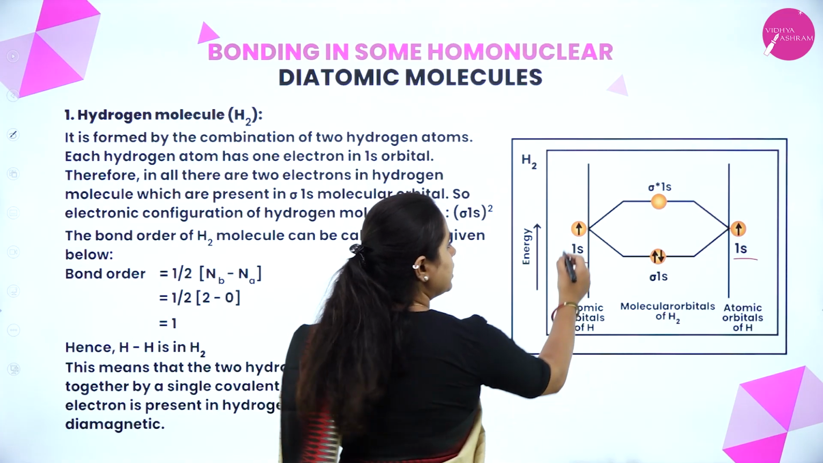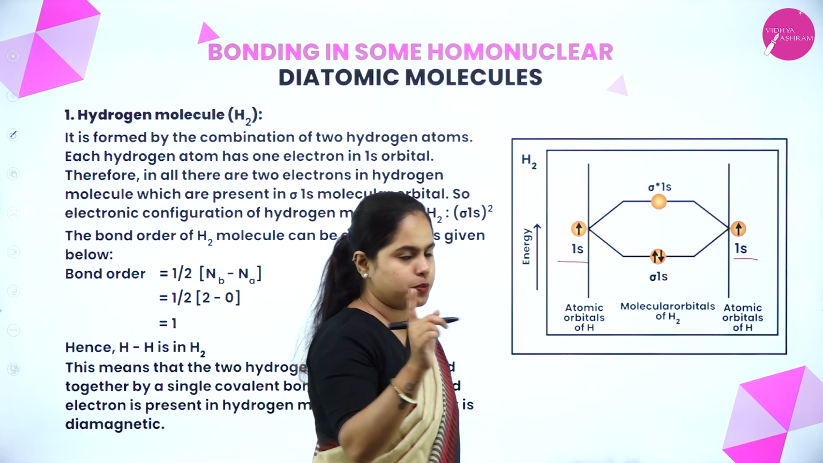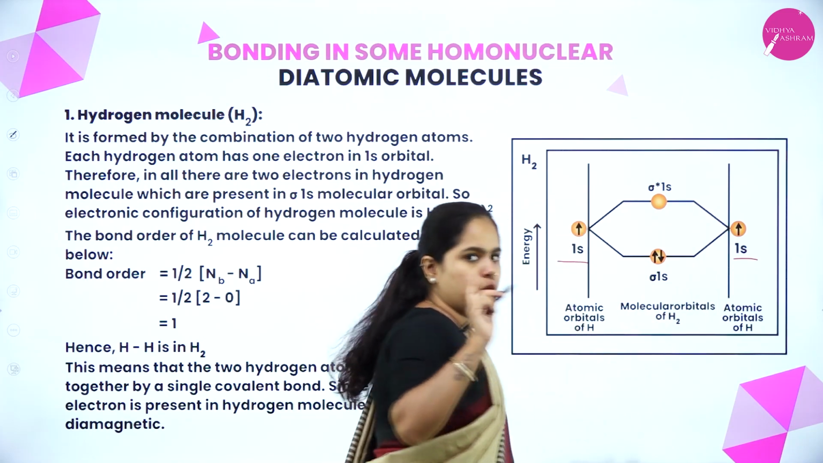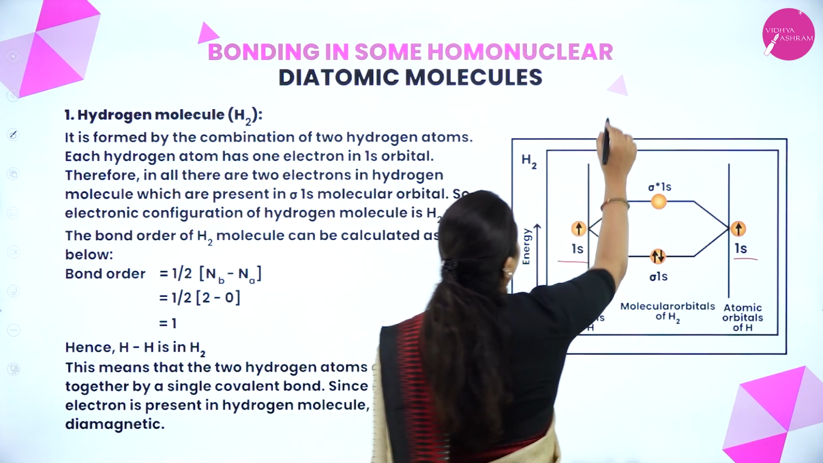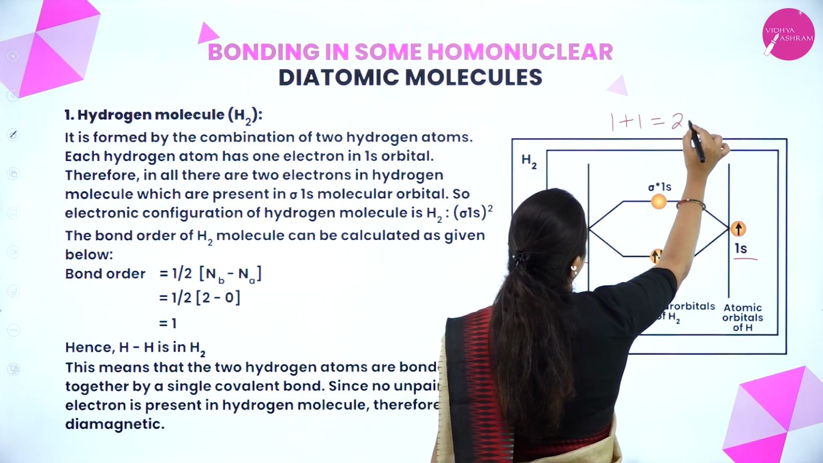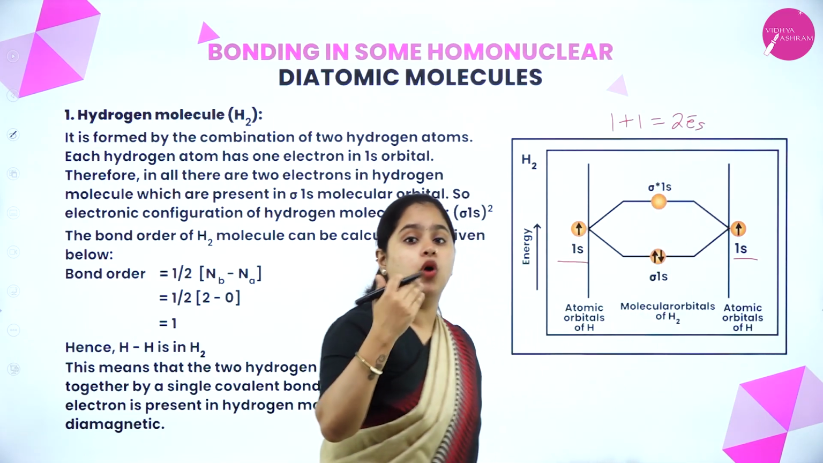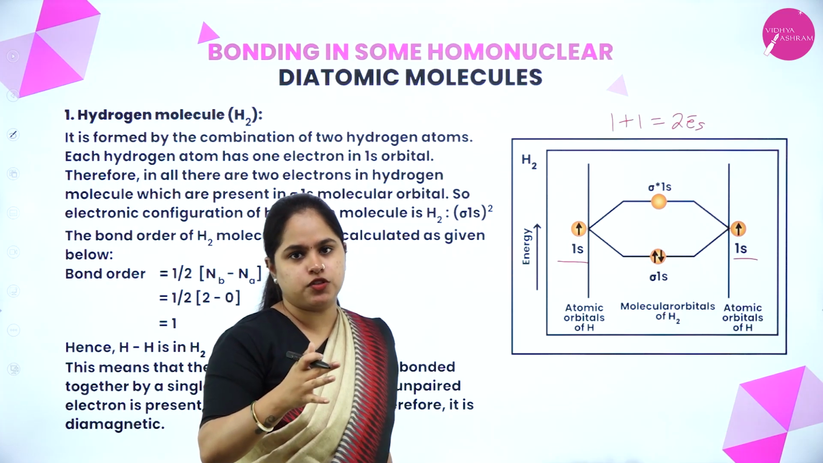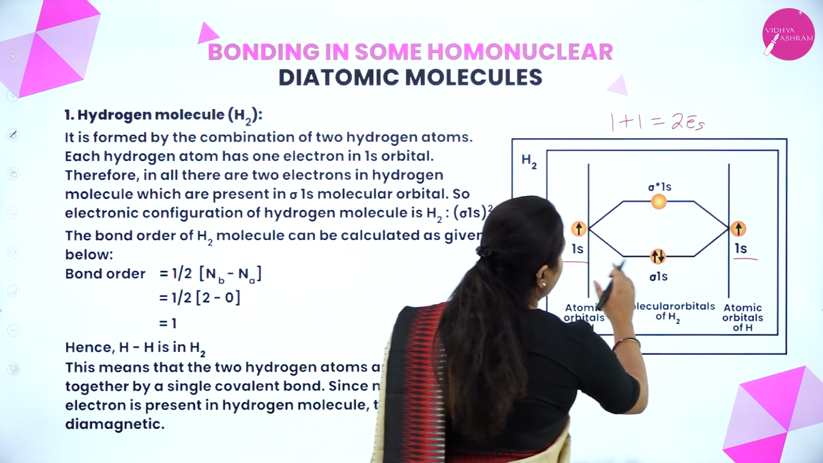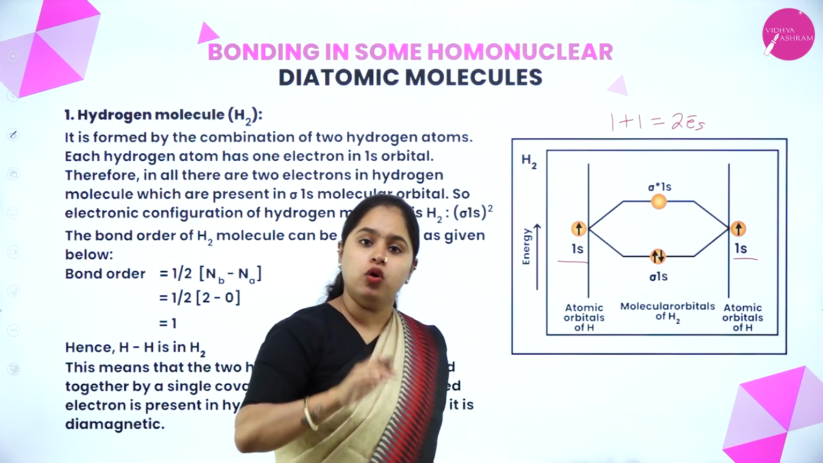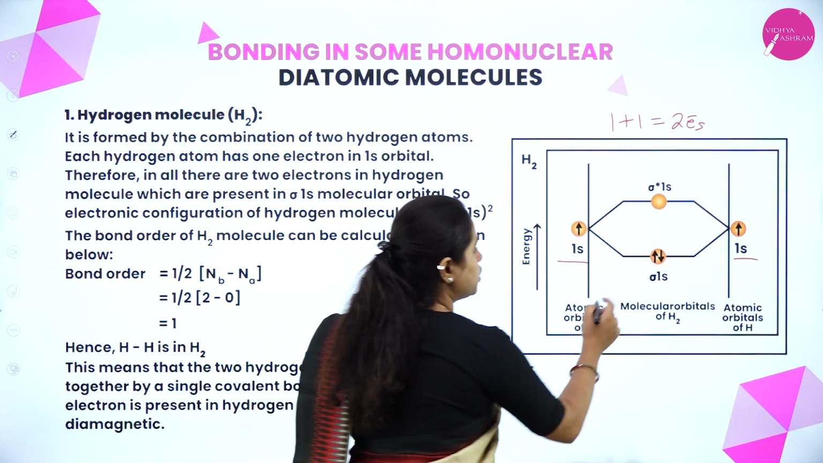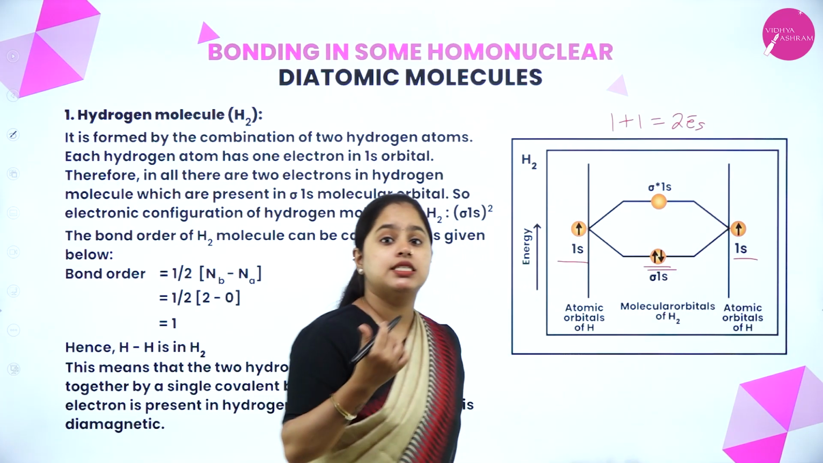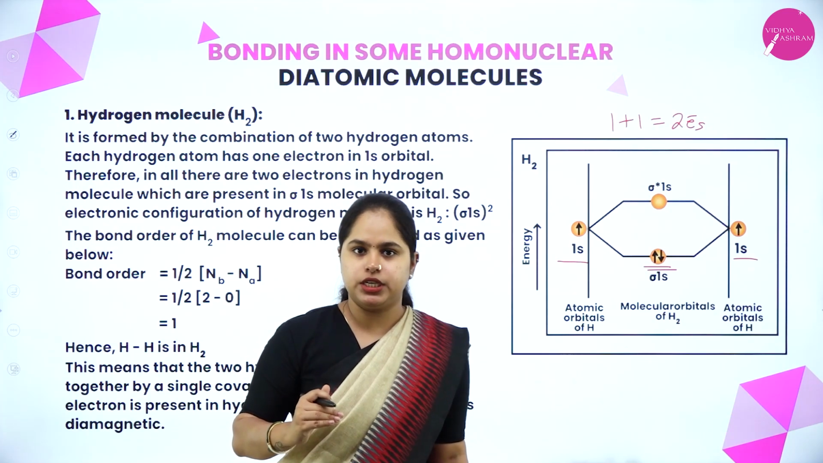So we know that in this hydrogen atom, 1 electron is present. In this hydrogen atom, 1 electron is present. So a total of 2 electrons will be present in the molecule, right? According to the rules which we have studied, first the molecular orbital with the lower energy gets filled. So the 2 electrons get filled in the sigma 1s orbital, right?